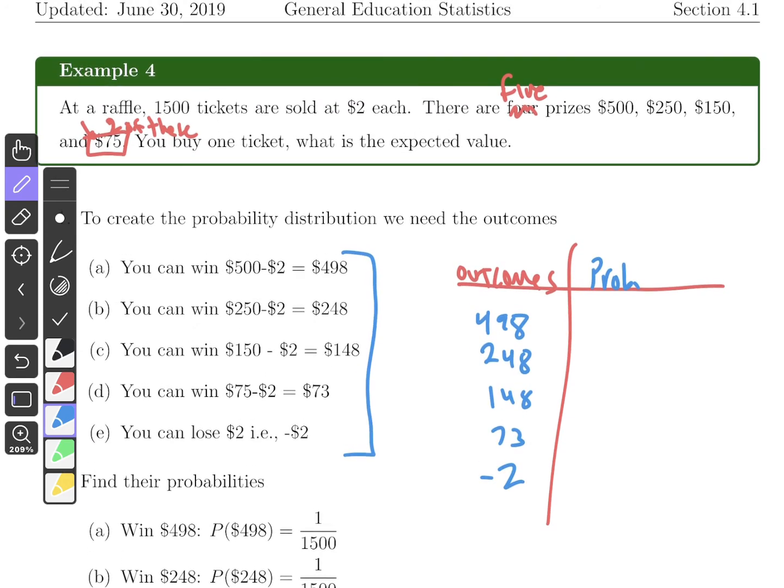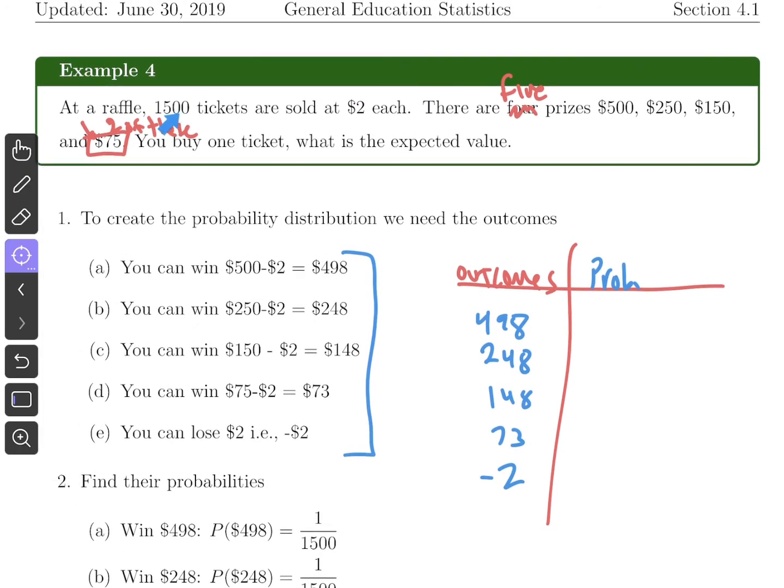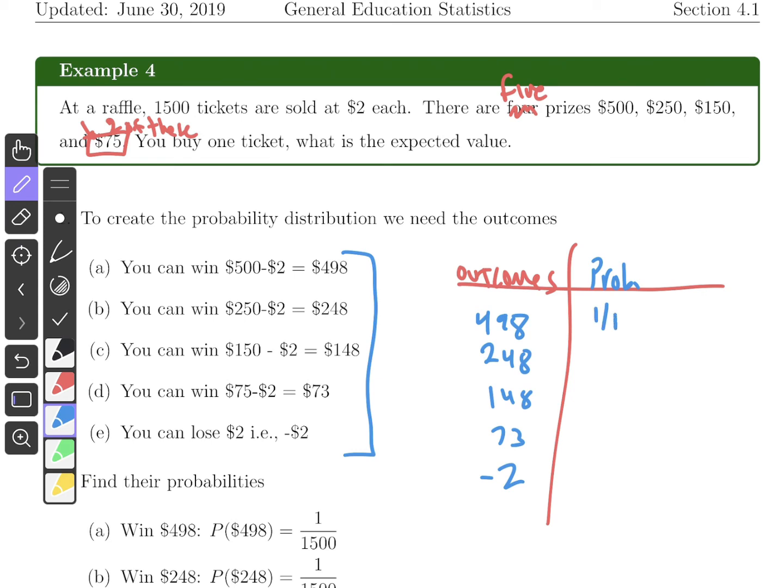Well, you have a raffle of 1,500 tickets and you only bought 1. So your chances of getting the $500 is 1 out of 1,500, right? There are 1,500 tickets. One of those tickets is going to be the grand prize. And so your chances of getting that is 1 out of 1,500.